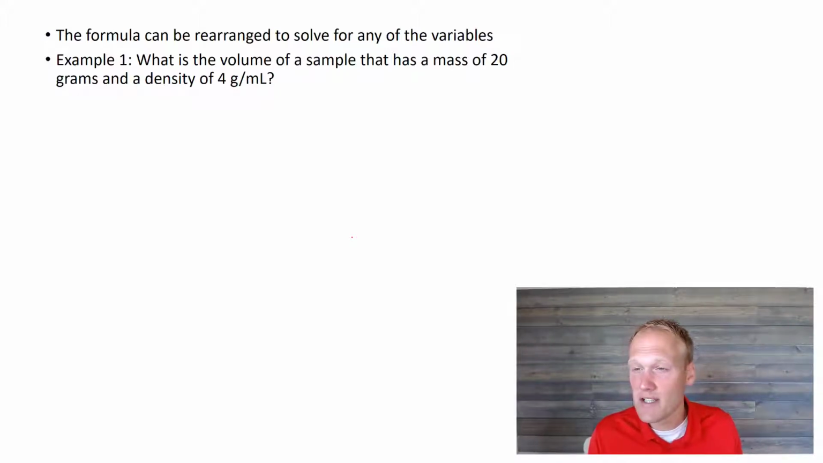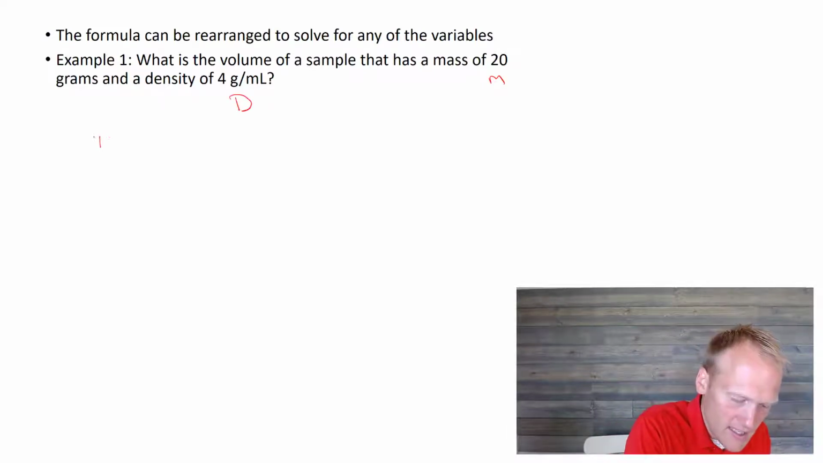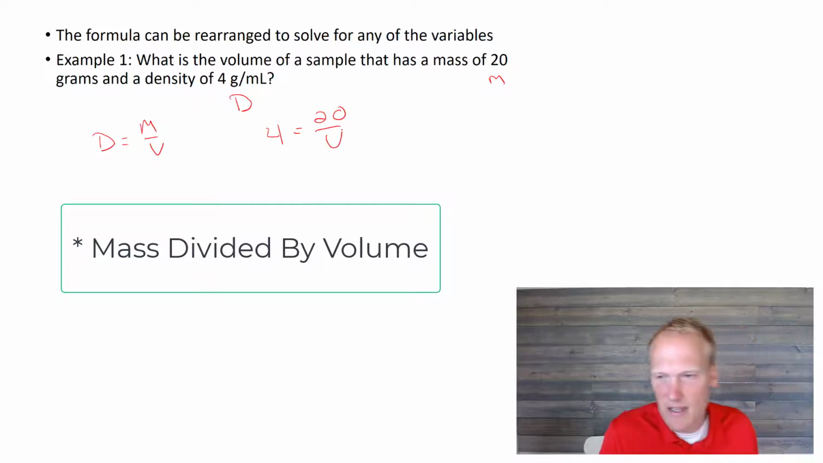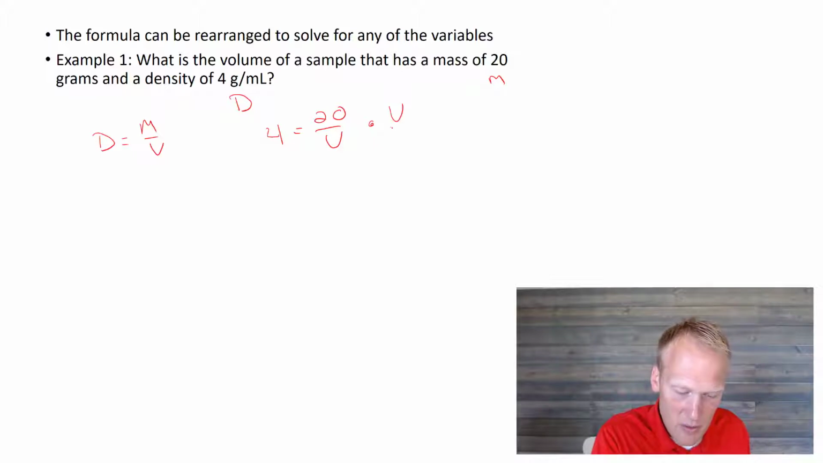The first one here says, what is the volume of a sample that has a mass of 20 grams, so this is M, and a density of 4 grams per milliliter, so this is D. So if we remember, D equals mass divided by volume, so 4 equals mass divided by volume. At this point, we have a volume variable that's in the denominator, and we need to get it in the numerator. Depending on your math teacher, you could have gone through this a couple different ways. You could cross multiply, or the same thing, you could multiply each side by V.